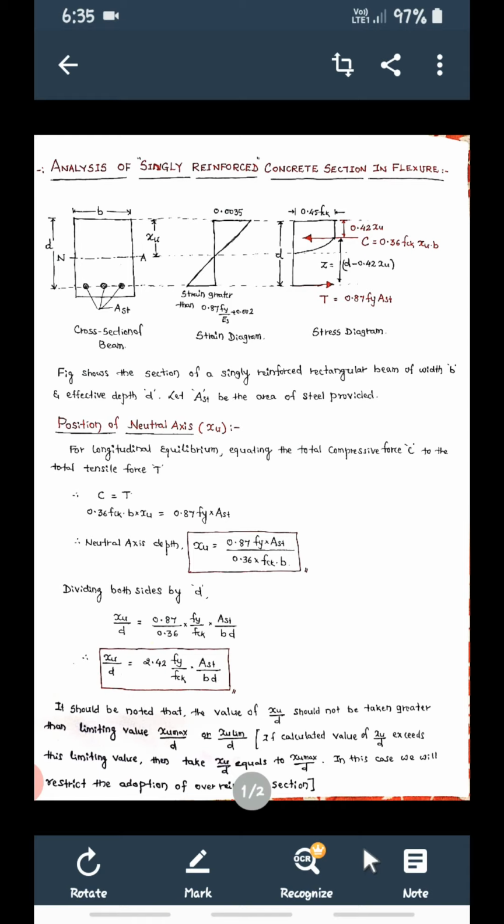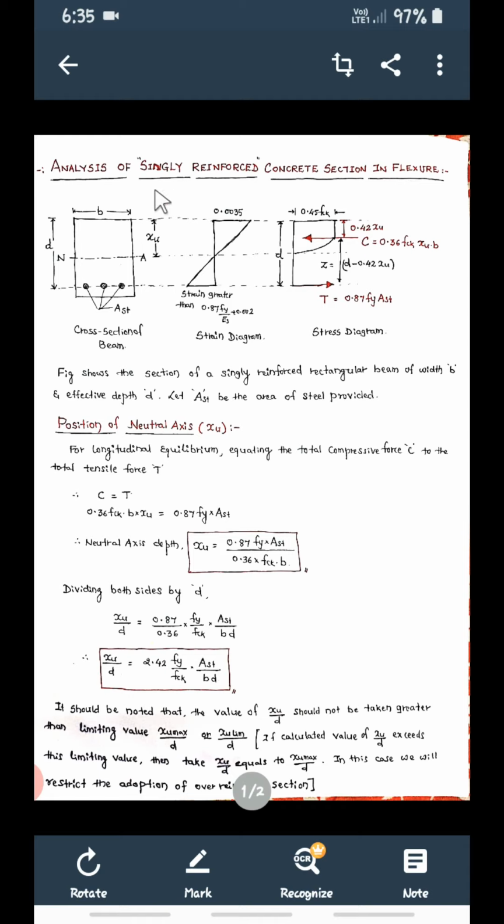So before going into the design and analysis, you should know the stress block parameters. In that, first we'll consider the analysis of singly reinforced concrete section in flexure. Flexure means bending. When the load comes on the beam, bending moment will be there, and because of this bending moment, the beam is going to bend. So that bending is called flexure.